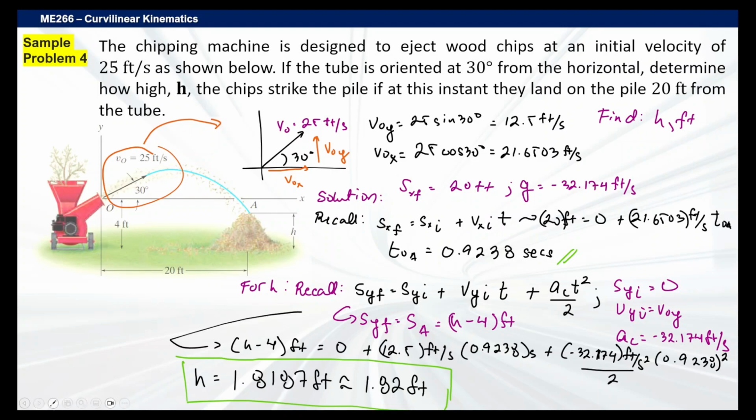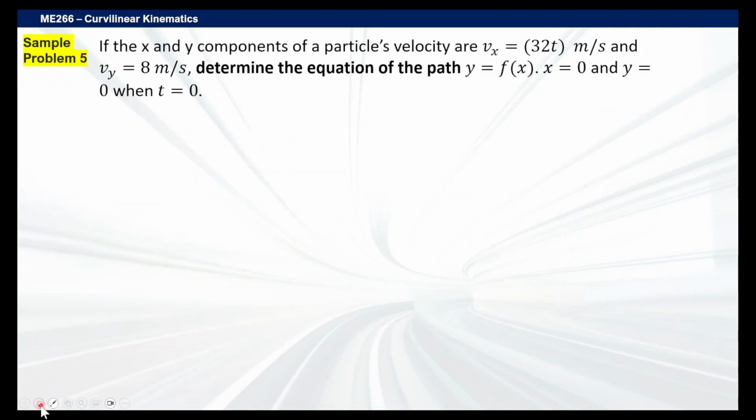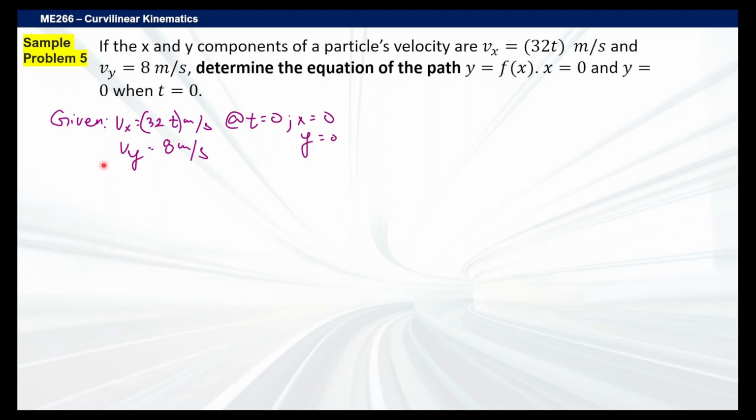Next one here is, what if we're asked to generate the equation of the line? So we have here a problem. If the x and y components of a particle's velocity are given as the function Vx equals 32t meters per second, and Vy is 8 meters per second, determine the equation of the path y as a function of x, where x is 0, y is 0 when time is 0. So we're given several values here. This is what is given, and we're required to find the equation of the line.